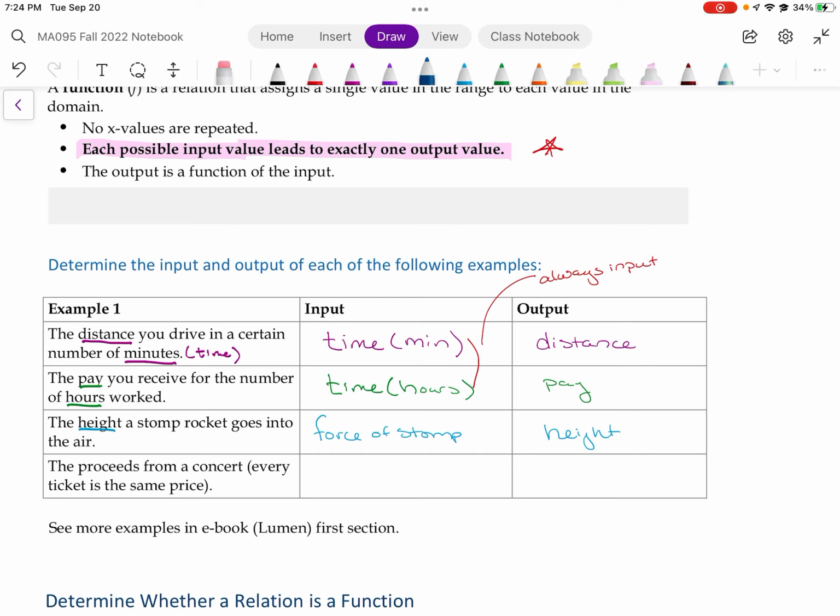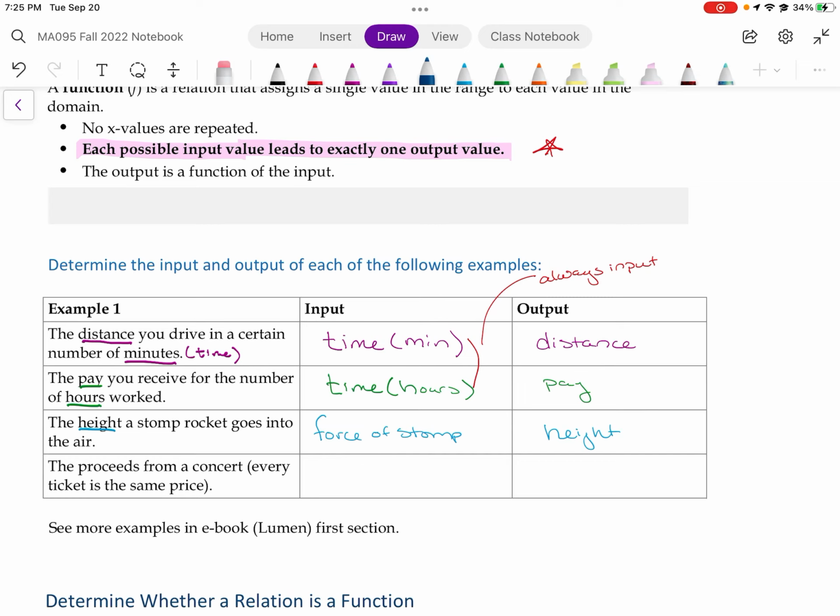All right, the last one. The proceeds from a concert. Every ticket is the same price. So think about this one for just a moment. Pause if you need to. So what depends on what? You're selling tickets, you make some money.